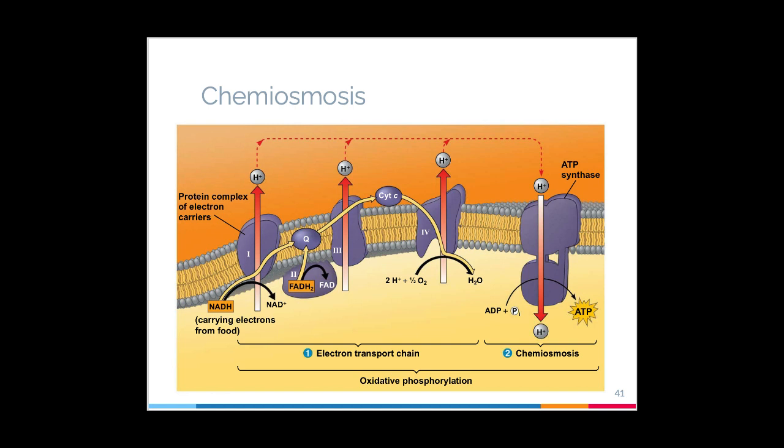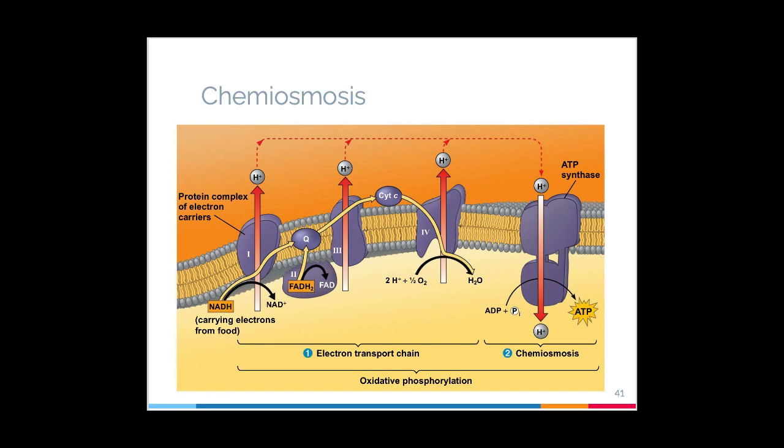All right, so we see here the yellow arrows indicating the flow of electrons, right? They're jumping from carrier to carrier, and we know that they're giving up energy with each jump. Where does that energy go? Well, this diagram shows us that something else is happening at the same time. You see these red arrows.